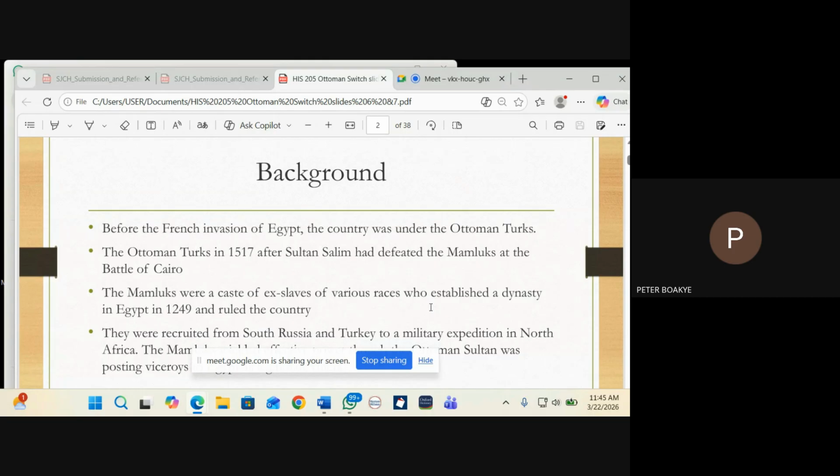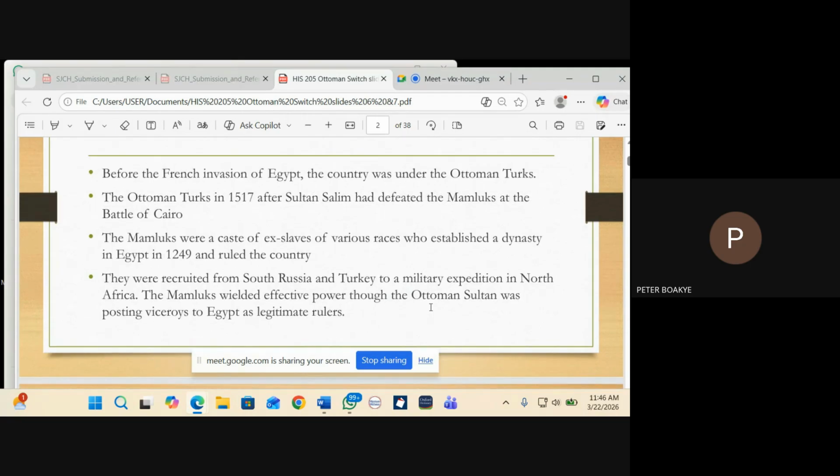Now, the Mamelukes were a caste of ex-slaves. Take note of this, Mamelukes. There are two spellings, but you can go by what I have here. They were a caste of ex-slaves of various races who established a dynasty in Egypt in 1249, and they ruled Egypt. They were recruited from southern Russia and Turkey for a military expedition in North Africa. That's how they found themselves in Egypt.